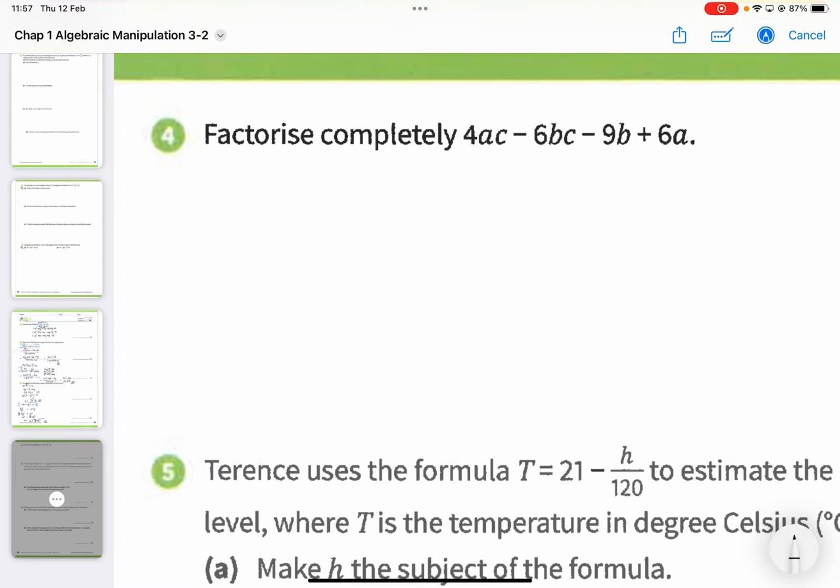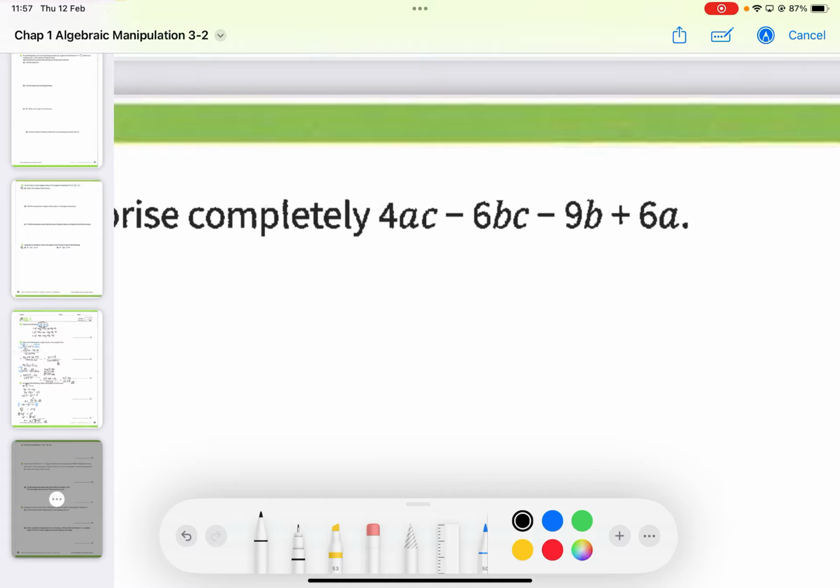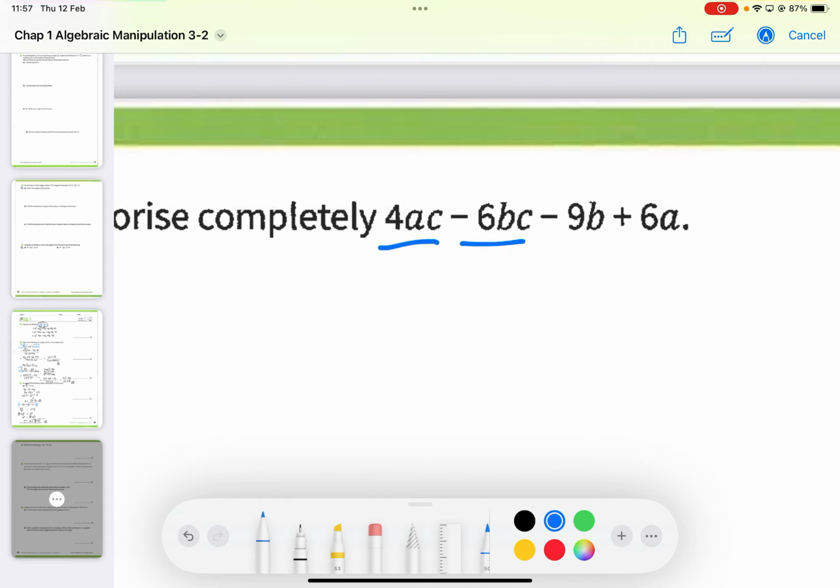Okay, come. Factorize. Again, we must go and identify how many terms are there. Terms are separated by plus and minus. So I have 1 term, 2 terms, 3 terms, 4 terms.